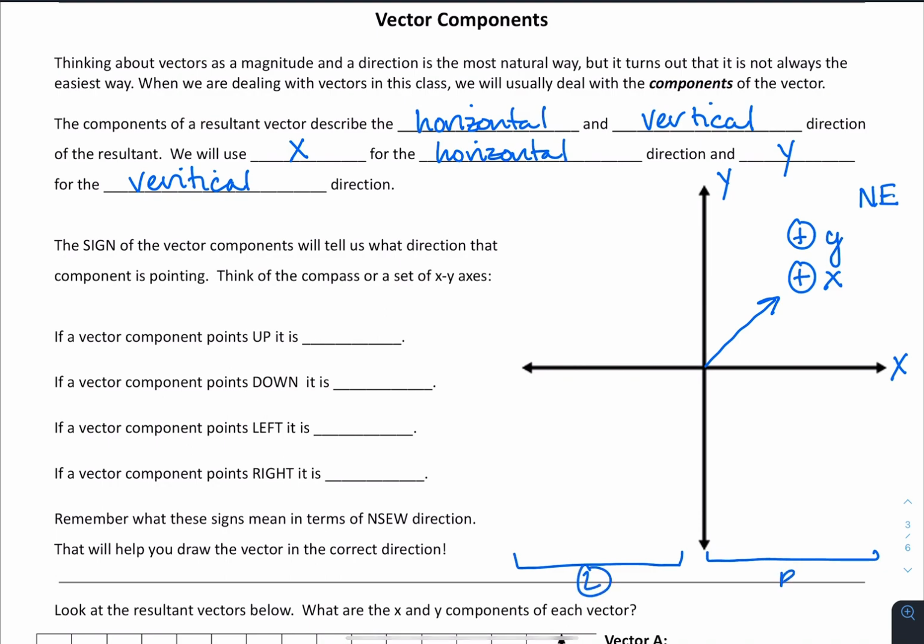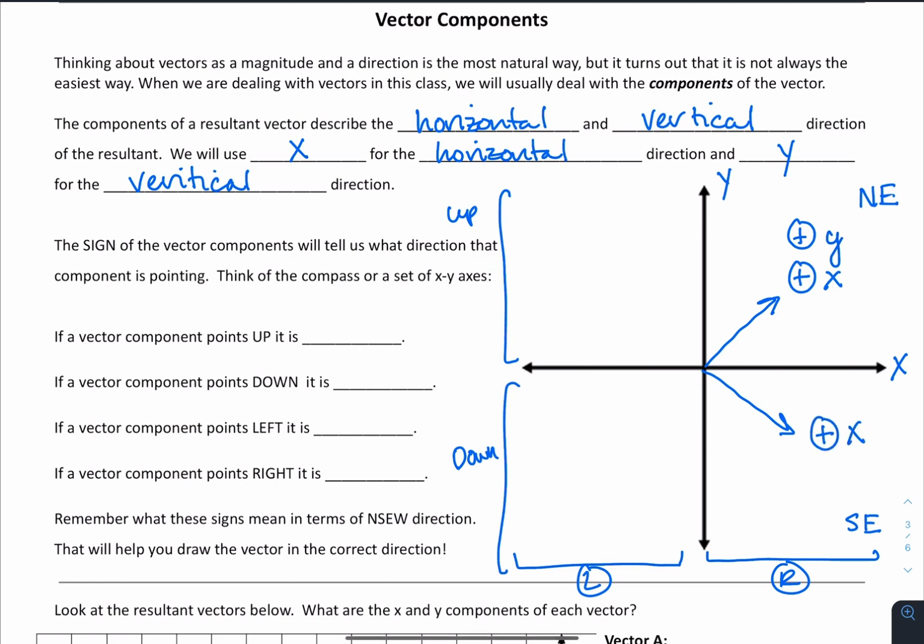So this is left and this is right. All right, and we're going to call this up and this will be down. All right, so if we have a vector that shows up in this northeastern corner, it's going to be positive X and positive Y. If we instead have a vector that's down in our southeast corner, all right, we're still going to have a positive X because we're over to the right, but our Y value is now going to become negative because it's down.